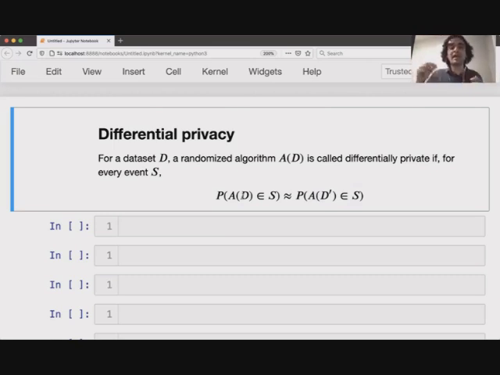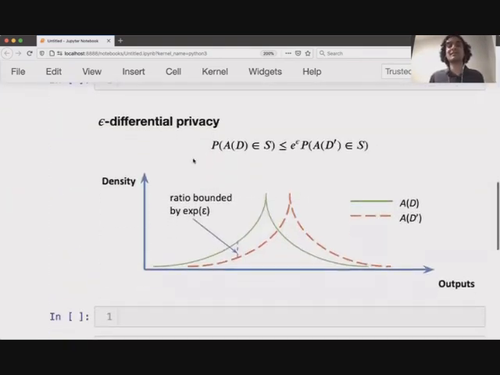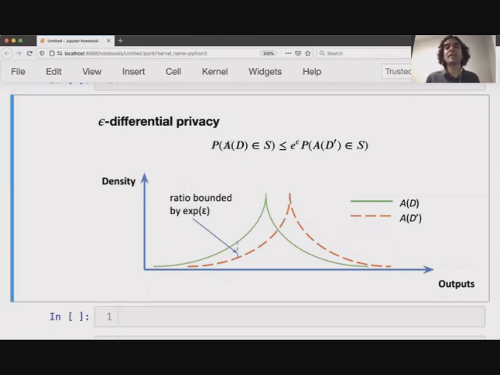One row has been removed or added between them, and so they're neighbors. And this probability is roughly the same. To make this a little more formal, we can introduce this idea called epsilon differential privacy. What this says is that the probability that A of D gives me some result is less than or equal to e to the epsilon times the probability that I get that same result from D prime.